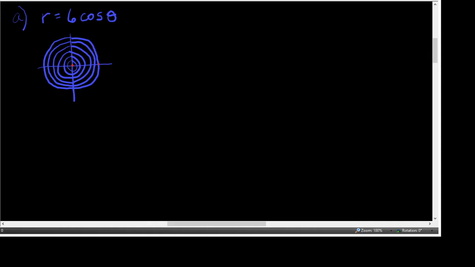So put at pi over 3 a value of 3, and at negative pi over 3, we also have cosine of negative pi over 3 is equal to 1/2. So 6 times 1/2 is 3. So those are a couple of good points to do. And then once you have those points, do your best to draw a nice circle. Try to make it look circular as best you can. Like that. All right. So that's what I would want you to just know and memorize.